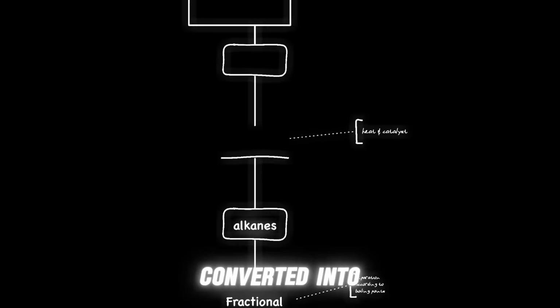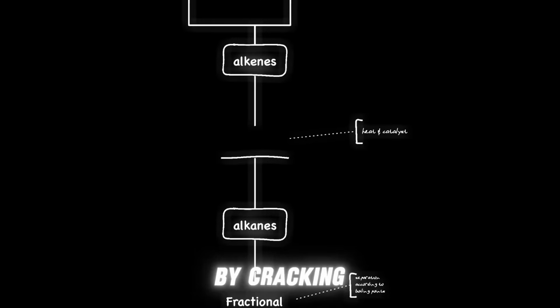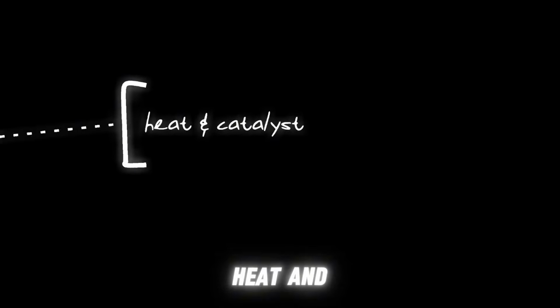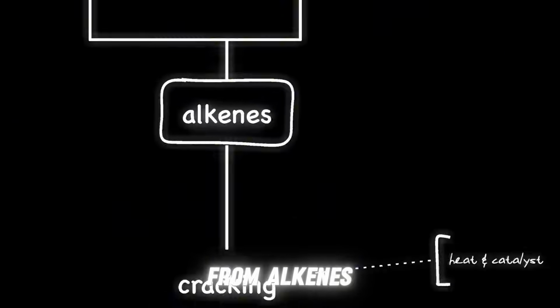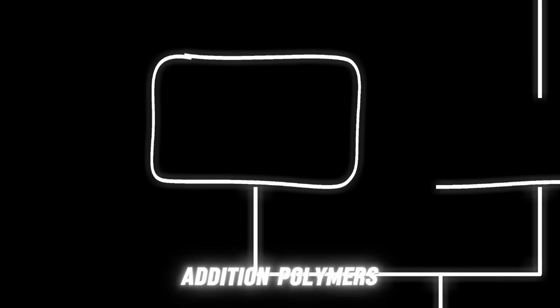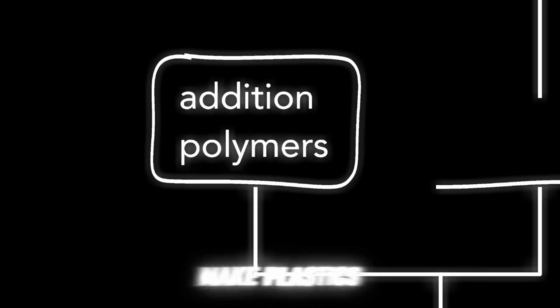Alkanes are converted into alkenes by cracking reactions. Cracking reactions require both heat and catalyst. From alkenes, you can make two important products. First are addition polymers, which are used to make plastics.